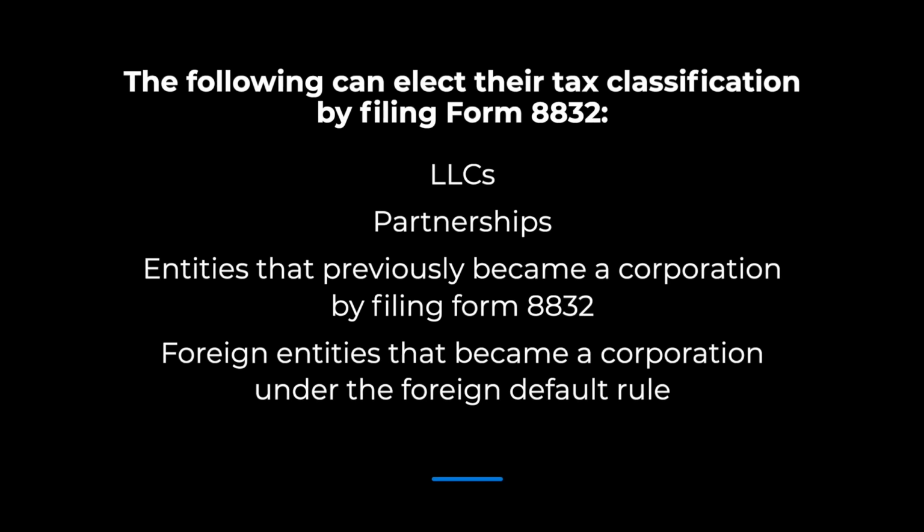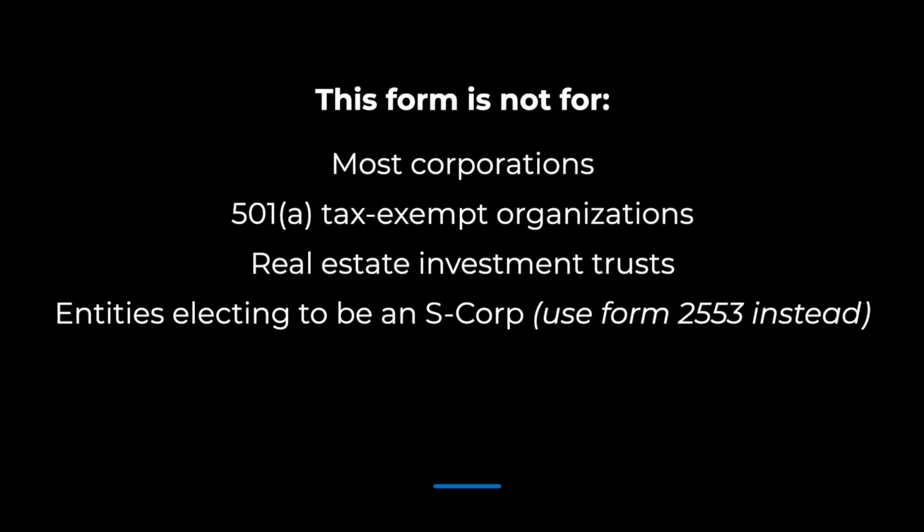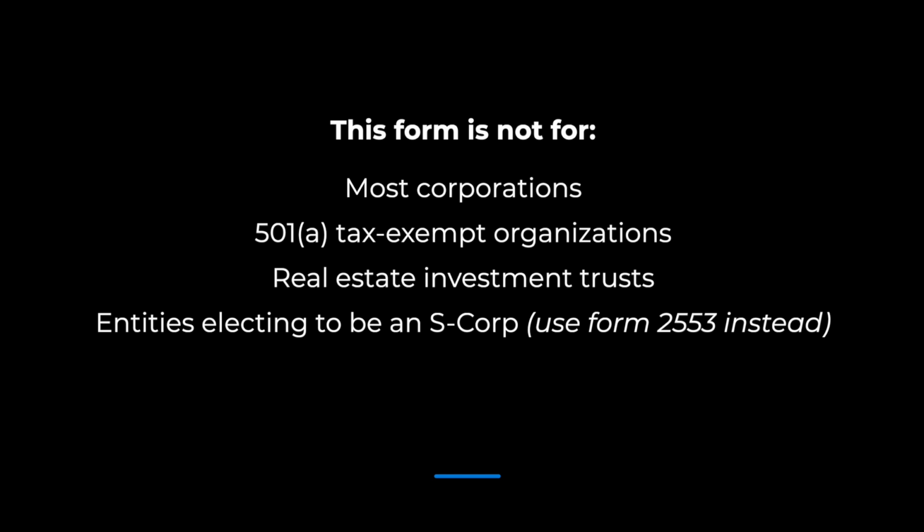LLCs, partnerships, entities that previously became a corporation by filing Form 8832, foreign entities that became a corporation under the foreign default rule. This form is not for most corporations, 501(a) tax-exempt organizations, real estate investment trusts, entities electing to be an S-Corp. They'll use Form 2553 instead.